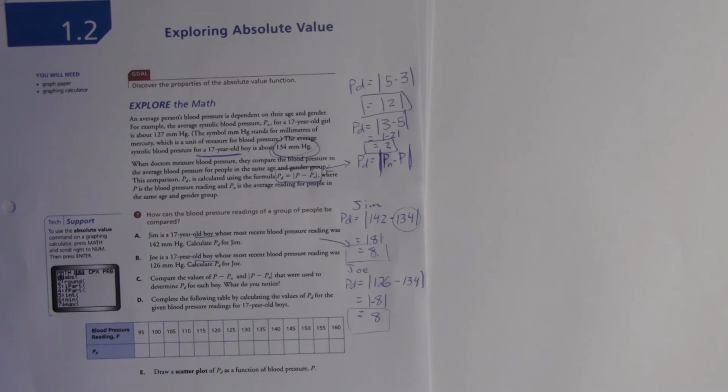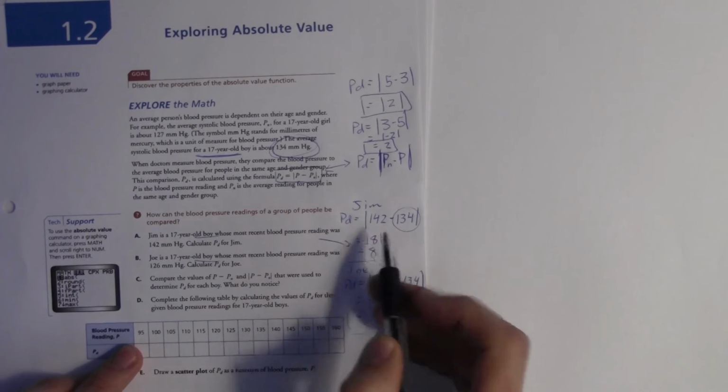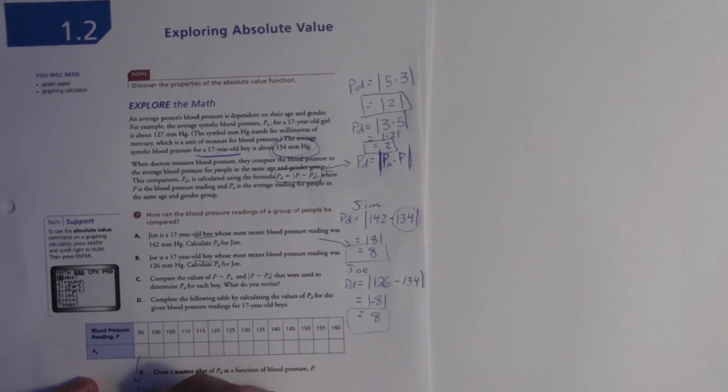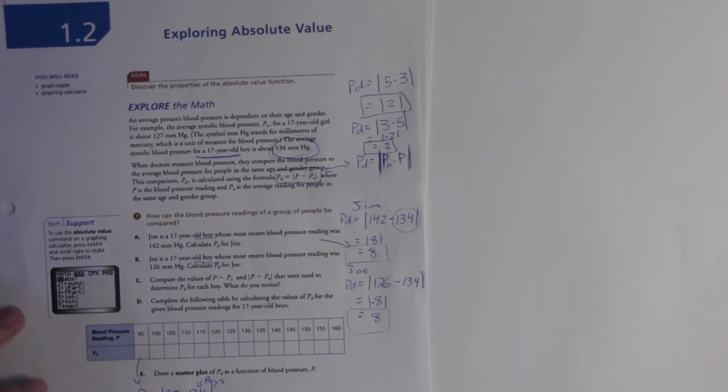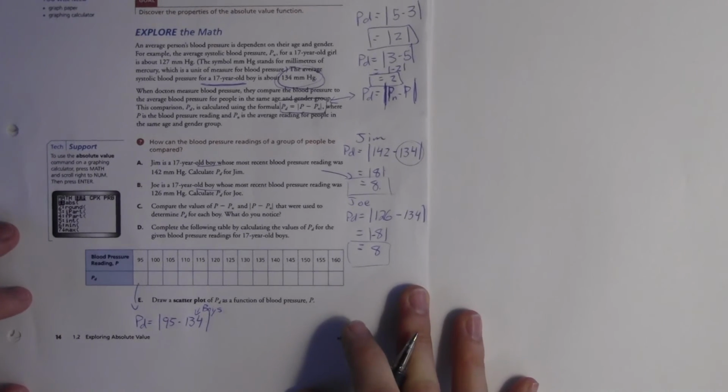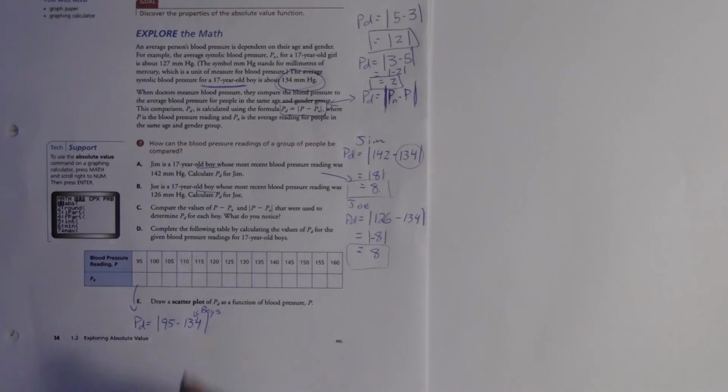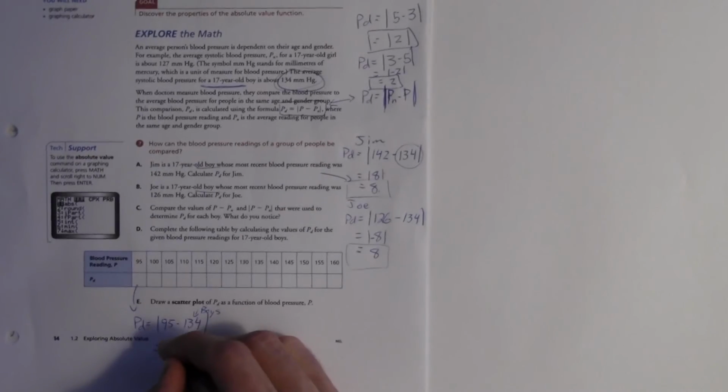Finally, it says complete the following table by calculating the values of PD for the given blood pressure readings for 17-year-old boys. So these are all different 17-year-old boys. We're going to plug each one of these values in for P. So the first one would be 95 minus 134. And again, it's 134 because we're dealing with boys. All right, so this is 39.